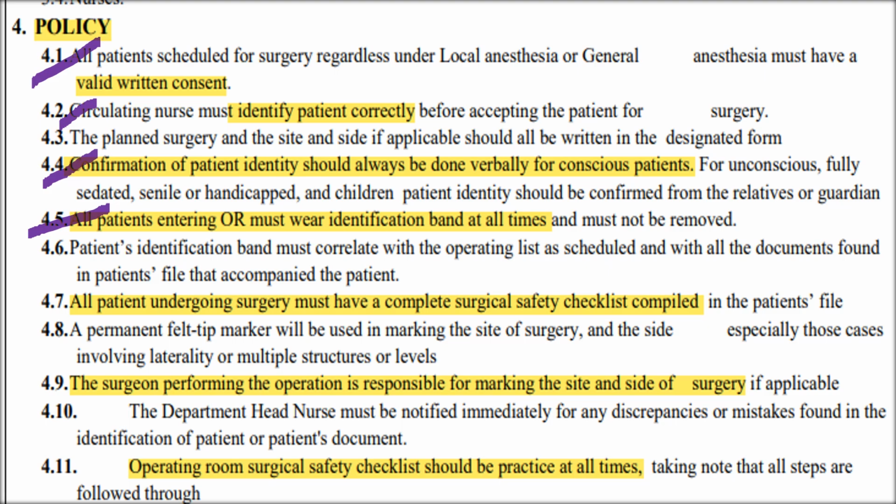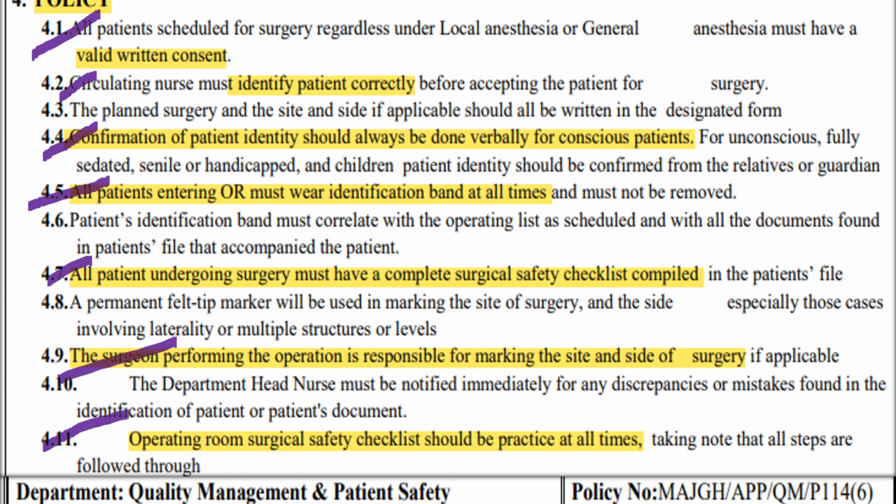Now, all patients entering the OR must wear an identification band at all times. All patients undergoing surgery must have a complete surgical safety checklist. The surgeon performing the operation is responsible for marking the site and side of the surgery, and the operating room surgical safety checklist should be practiced at all times.